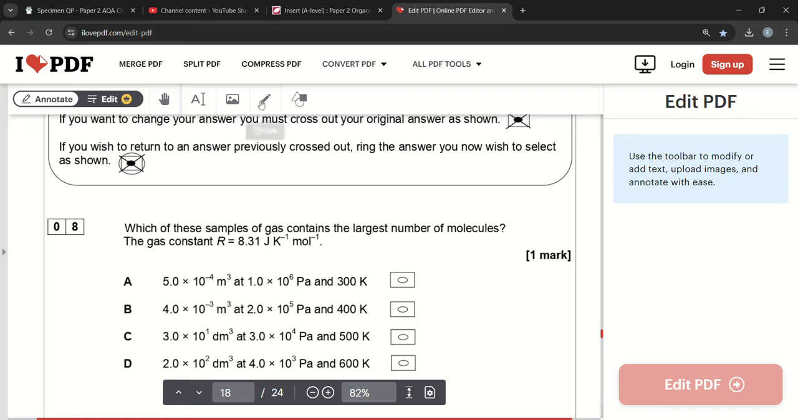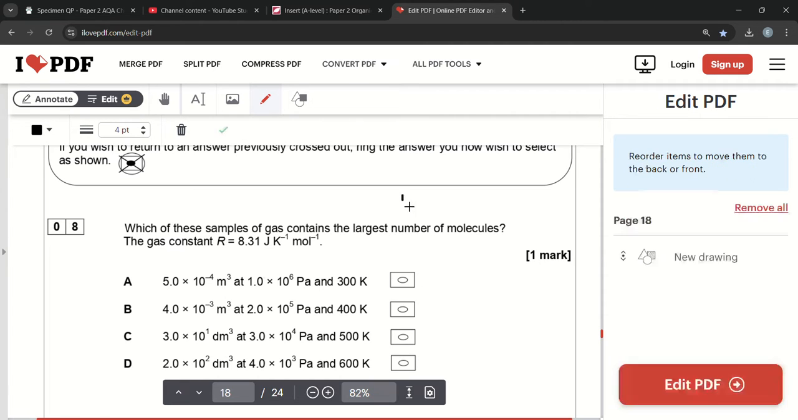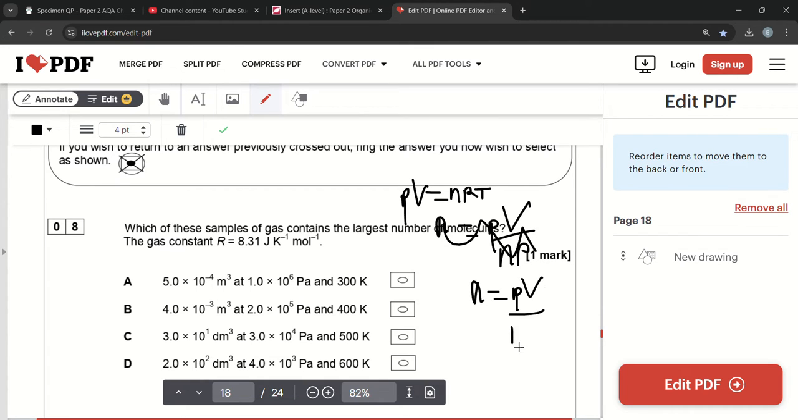Question 8. Which of these samples of gas contains the largest number of molecules? We've got the gas constant. We're going to have to use PV equals nRT, rearranged to find the number of moles. n is equal to PV divided by RT. And then we could also multiply by 6.022 times 10 to the power 23.